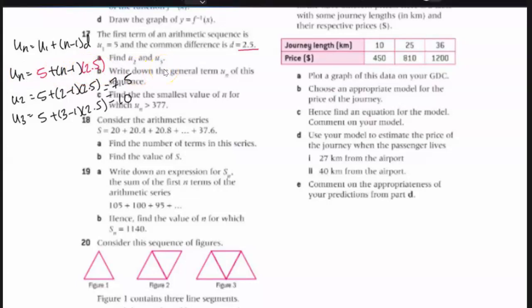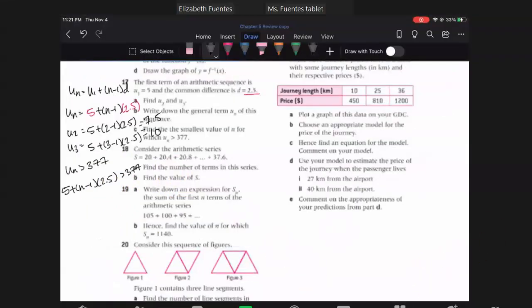Now, you do need the formula for part C, which is find the smallest value of n for which u of n is greater than 377. So we want u of n to be greater than 377. And I have a u of n formula, so I can plug it in. 5 plus n minus 1 times 2.5, and I want that to be greater than 377. In this case, I can solve it algebraically, so I can subtract 5 from both sides, divide by 2.5, and add 1. I can also do nsolve.